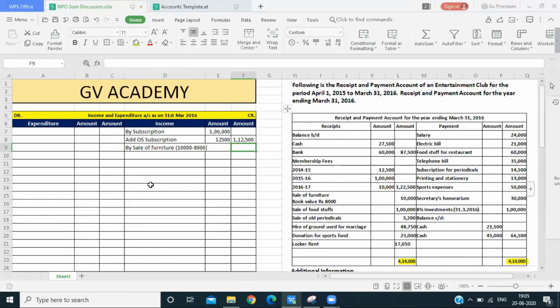So in total, we have a gain of rupees 2,000. So the next point will be sale of foodstuffs. Here there is a sale of foodstuffs. In the corresponding payment side, we do have the foodstuff for restaurant amounting to 60,000. So what we can do is, these foodstuff items are both related. There is an income of rupees 1 lakh as well as an expense of rupees 60,000.